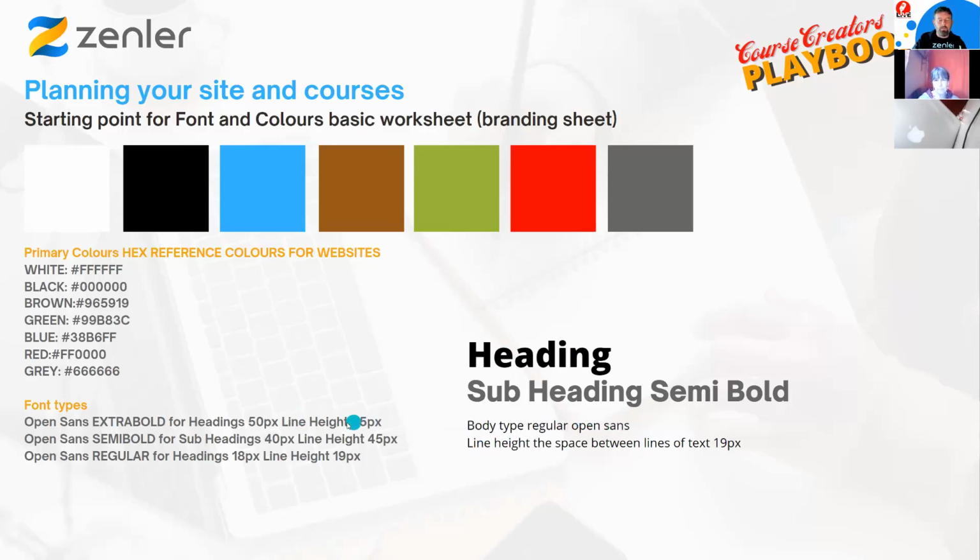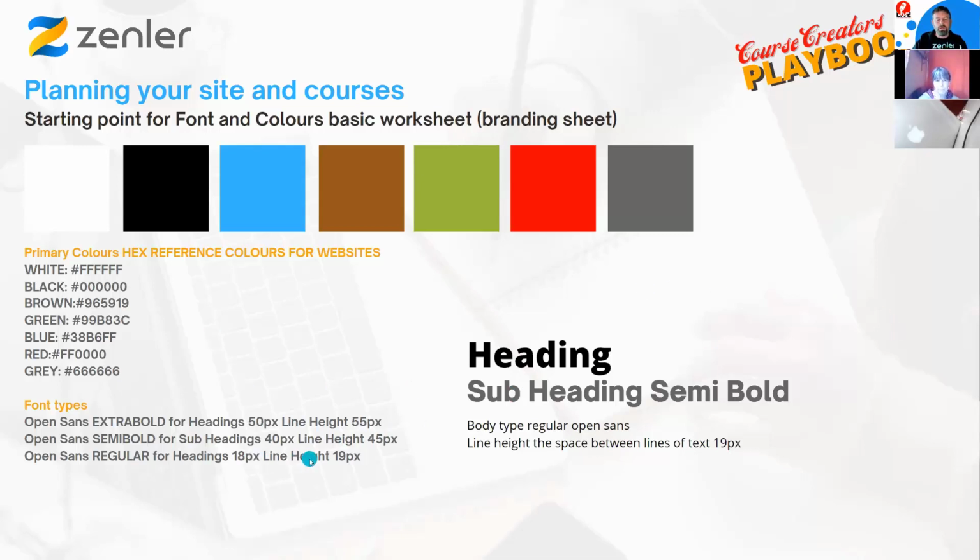Now, something really important to take note of is the line height. This is something people don't do a lot. The line height is the height between the lines of text. So you can increase or decrease the space between lines of text, and that's the line height. You can set that inside Zenler, because inside Zenler, we give you the flexibility to change pretty much everything. So I'll be talking about that.